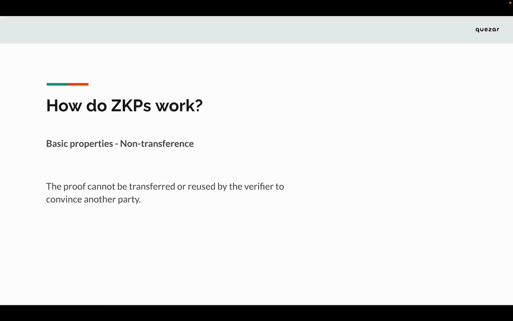The last property is non-transference, which simply means the proof cannot be transferred or reused by the verifier to convince another party.